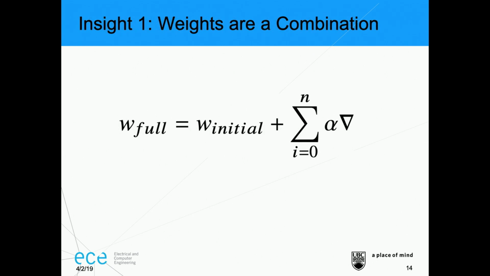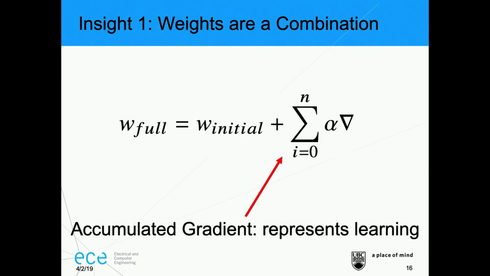Well, that kind of leads us to our first insight that we had. Weights are a combination of two separate things, right? They're a combination of that initial randomly generated value and the accumulated gradient over time, which we say really does represent the learning. How far you move that weight over training tells you how important that weight is to the network, how wrong that initial guess was.